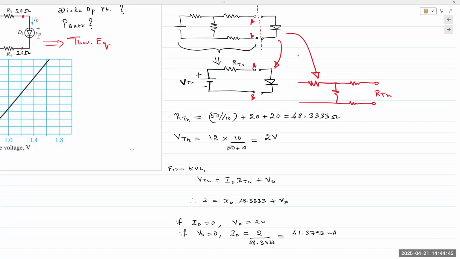So in this case, because we replace it with a short circuit, what happens? Now the 50 ohm resistance is in parallel with the 10 ohm resistance, and then those would all be in series with the 20 ohm resistance. And so we can find RTH between those terminals as 48.3333 ohms.